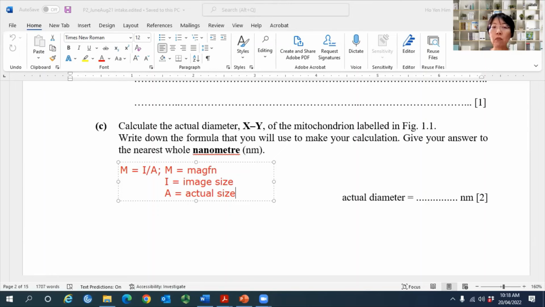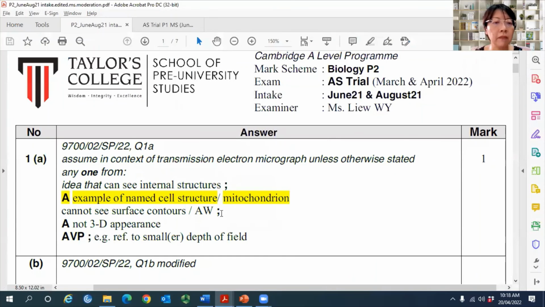So if I've given you the mark, just tell yourself that in the actual exam, you may not get the mark. If you've written M equals I over A, it's 50-50, it's up to the examiner to decide to give the mark or not. So you want to write an answer that you know 100% will get the mark, not hope that the examiner will give you the mark. So write an answer that will give you 100% the mark. Then secondly, what is the answer here? The second mark is given for correct calculation all the way until nanometers. So let's look at the mark scheme.